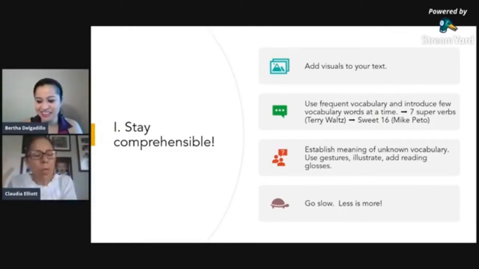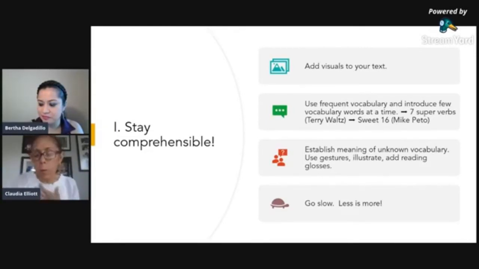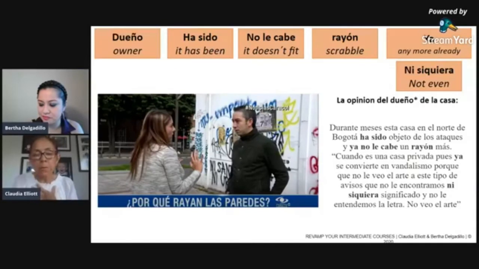I just did it, and I apologize, because I shamed them for not knowing a word that I thought they were supposed to know. So now I just say it, right? I don't make a big deal. I just establish meaning, and then I go slow, and less is more. So those are a couple of tips that we have for you to stay comprehensible.